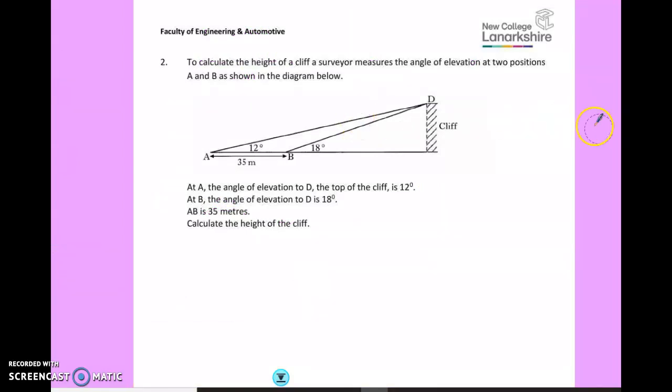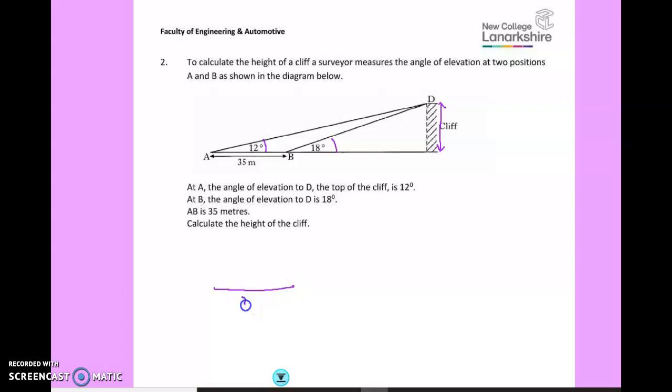Question 2, we want to calculate the height of the cliff. So we want to calculate the length of this line here. Okay, so let's see what we've got. We've got this triangle here, so that's 12 degrees, that's 35 metres. We've got that's 18 degrees. We don't have any of the sizes at all on this triangle here with the one that we're trying to find, so it's no use to us. So let's go back to this triangle here.